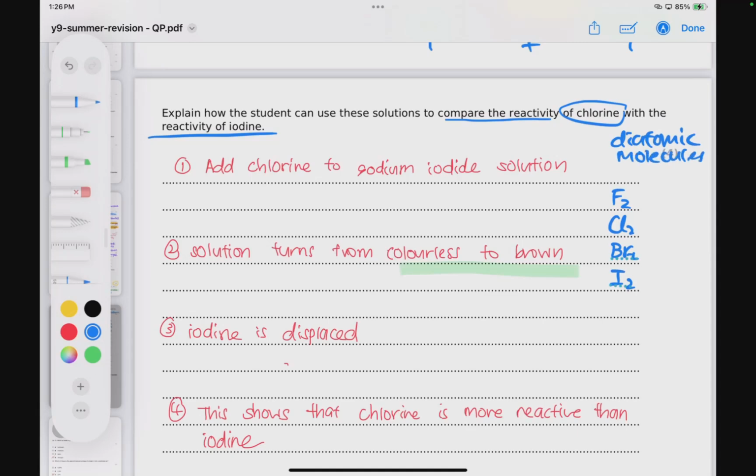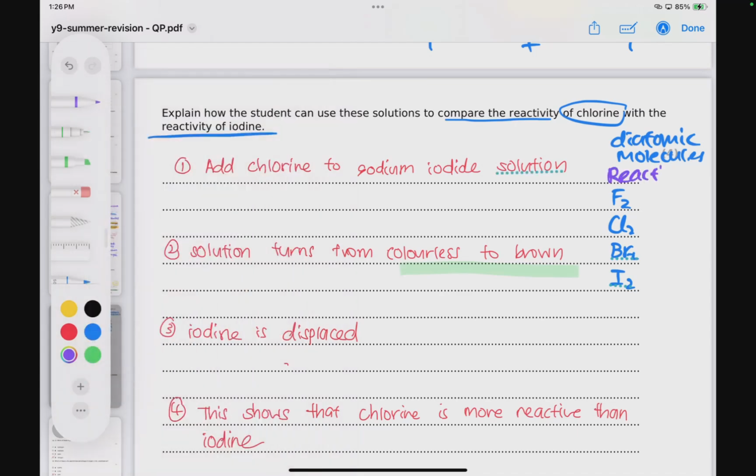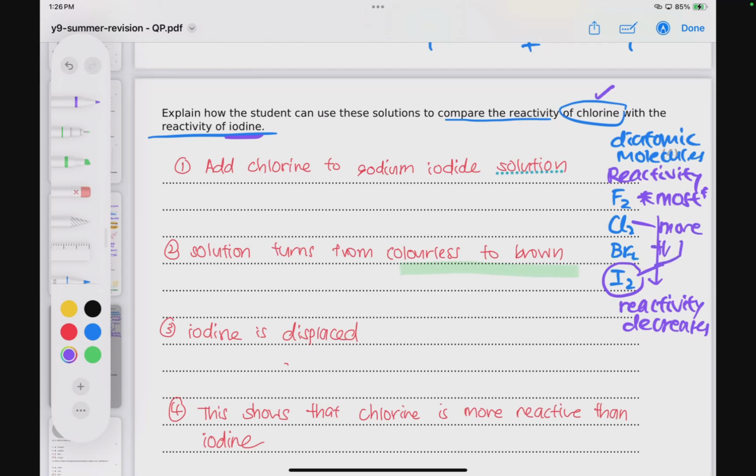Okay, but one thing I want to emphasize here is the reactivity. The reactivity for group 7, the highest reactivity or the most reactive one is actually fluorine. So as you go down the group, the reactivity decreases. So right now we are trying to compare the reactivity of chlorine with iodine, and you can see from here iodine is lower than chlorine, so chlorine is more reactive than iodine.